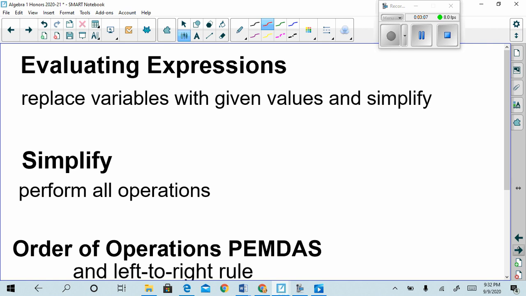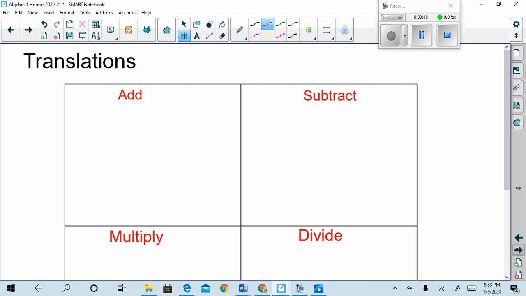So here exactly is what I just said as I ended the last slide. We may be evaluating expressions, which means if they're algebraic, we'll take those variables and substitute in given values and then simplify. What does simplify mean? Perform all the operations. I just say do the math. Perform all the operations till there's nothing left for you to do. And then we're all familiar with order of operations and our left to right rule. These are the three things that we're going to be involving ourselves with when we start off our studies of algebraic expressions.